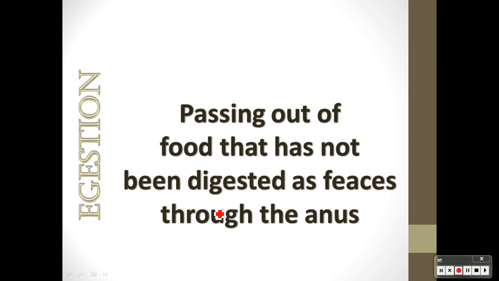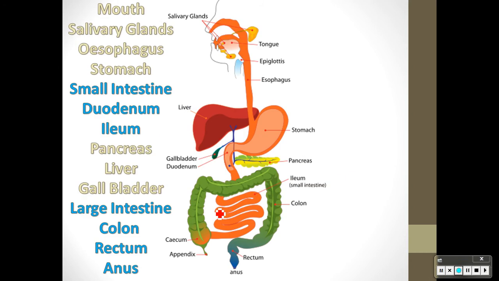Egestion is what happens after the food has gone through the entire process. So egestion is what comes out of your butt. That's it. The word excrement you would think has to do with excretion, but no. So egestion, you eat a Lego, it egests out.